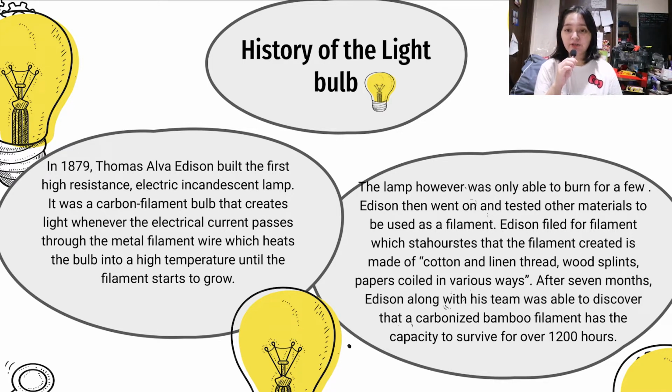The year 1879 was when Thomas Edison first showcased his invention to the public. It was the first high-resistance electrical incandescent lamp that had a carbon filament. As it could only last for a few hours, Edison went on and tried various materials to be used as a filament. He was then able to discover that a carbonized bamboo filament could last over 1,200 hours.